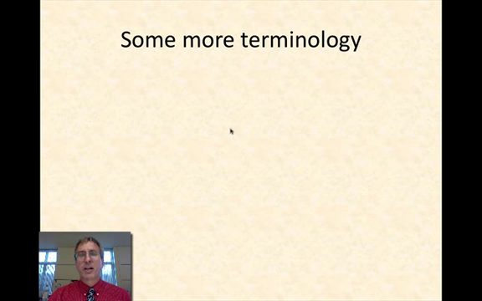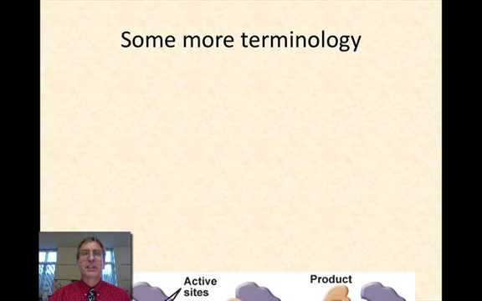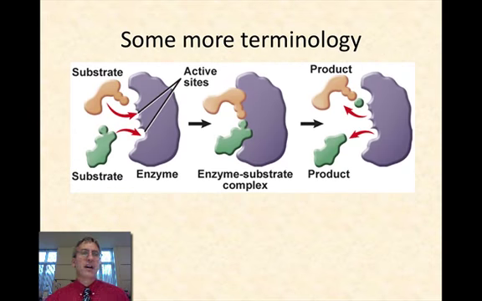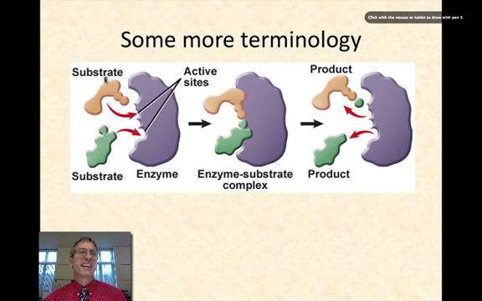So a little bit more terminology, and pay close attention here. This is some key stuff, and we'll do it with this diagram. A substrate is the molecule that an enzyme acts upon. So in this situation we have two different substrates. We have this one and this one. Here's our enzyme. It's a globular protein, and there are areas on it like little pockets called active sites. The substrate will merge or form a temporary association with the enzyme, and we call that our enzyme substrate complex.